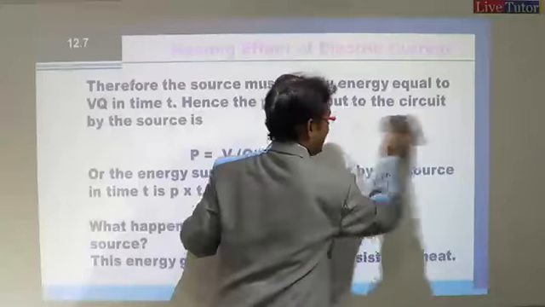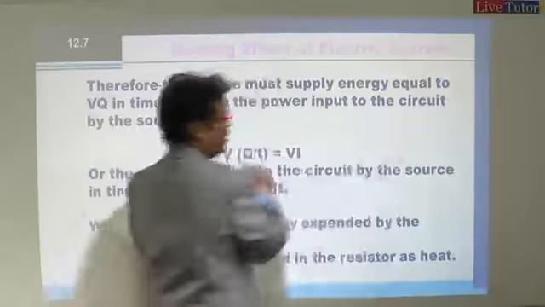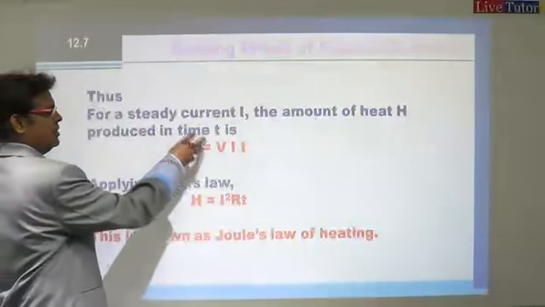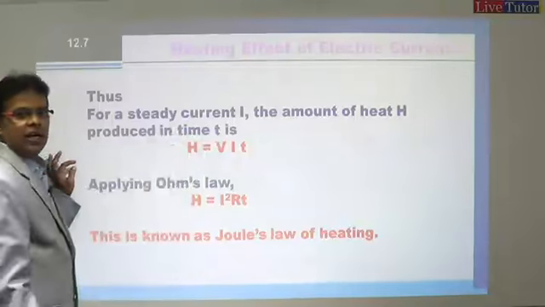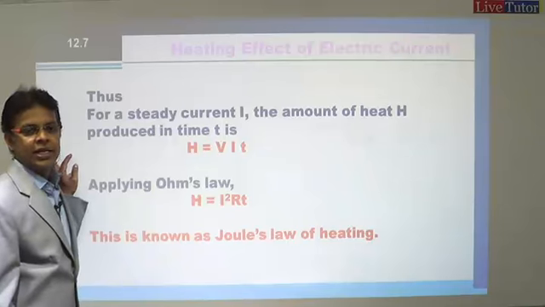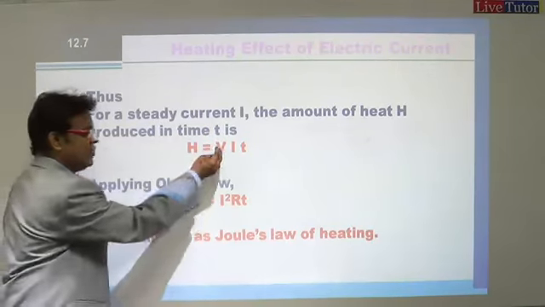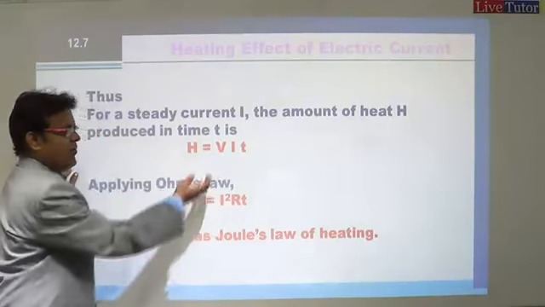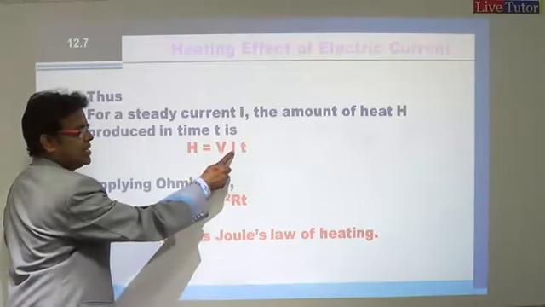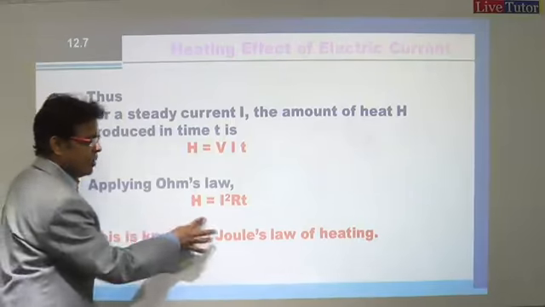Now we are going to formulate how to calculate the heat energy. The energy supplied by the battery is converted into heat energy. So H is equal to VIt. Now we apply Ohm's law, V is equal to IR. If you substitute that, with one more I there, we get I square R into t. So this is the exact formula we are going to use.